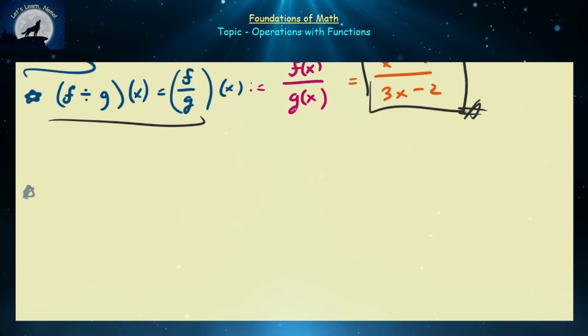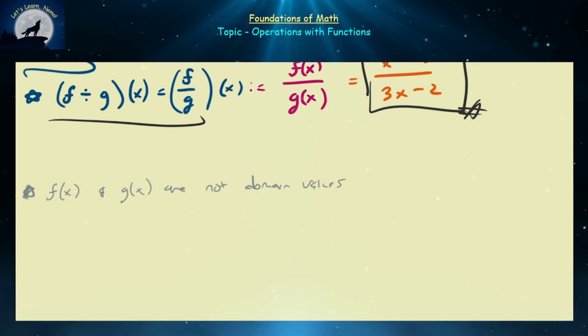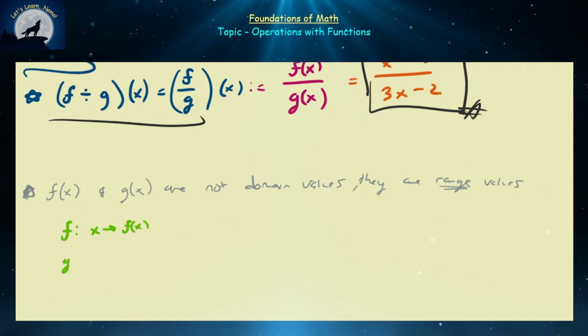we get into a little bit more detail of operations with functions, and that is f of x and also g of x are not domain values, right? They are range values. And why is that? Well, keep in mind, f will send the element x to, usually we write it as f of x, and g, the function, will send, for example, x to g of x, right?